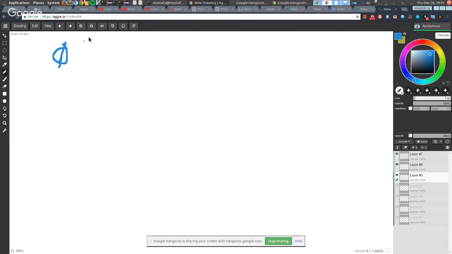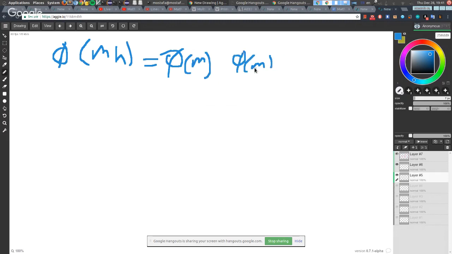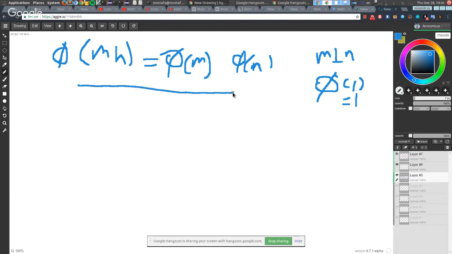So we'd like to prove that phi(mn) is equal to phi(m) phi(n), given that m and n are coprime. We already know that phi(1) is equal to 1. This is the first condition of a multiplicative function, so now we just have to make sure that this is correct.